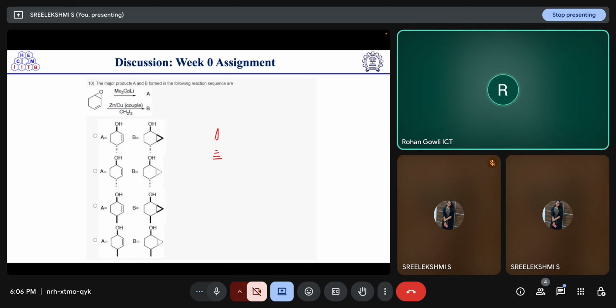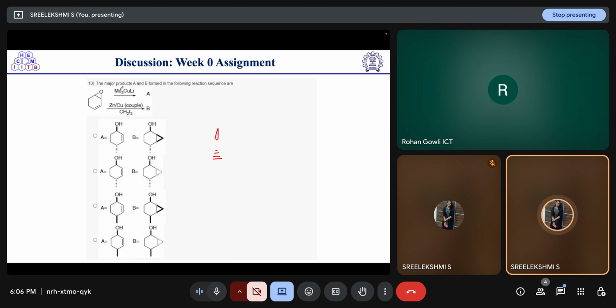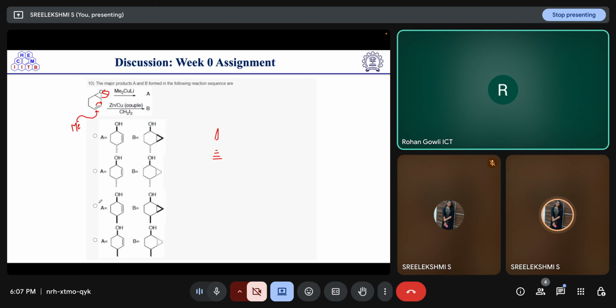I don't know. So here one of the methyl groups from this dimethyl copper lithium, Me minus, is attacking over the center. This double bond is shifting over this center and this epoxide ring is opening. So we will be getting OH and here a methyl group, right? Yes. So those are the four options.